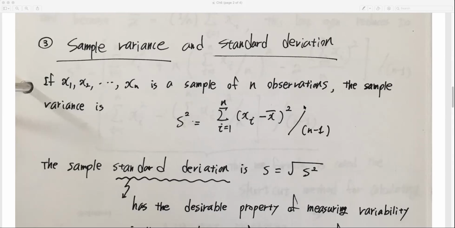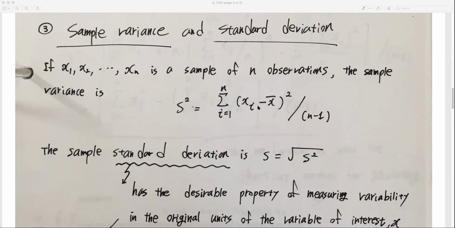Now, why do we take the square? Because taking the square, all the negative numbers become positive, right? So the sum of xi minus x bar squared makes sense, and divide by n minus 1. Here's a question: why do we have to divide by not n, but n minus 1, right?